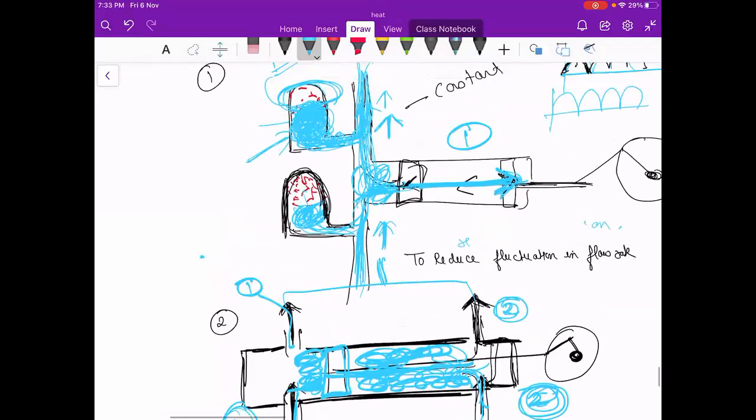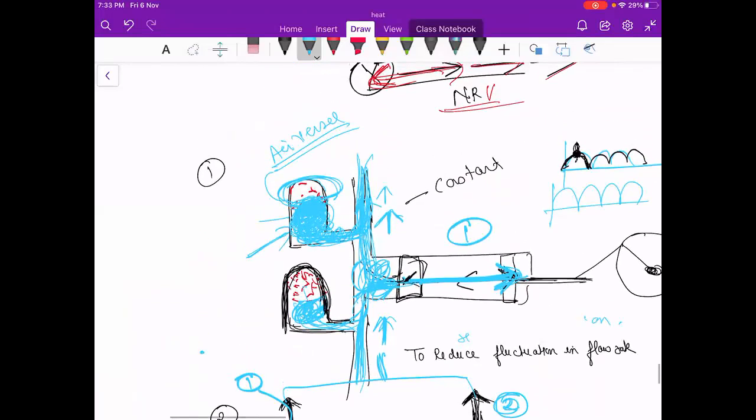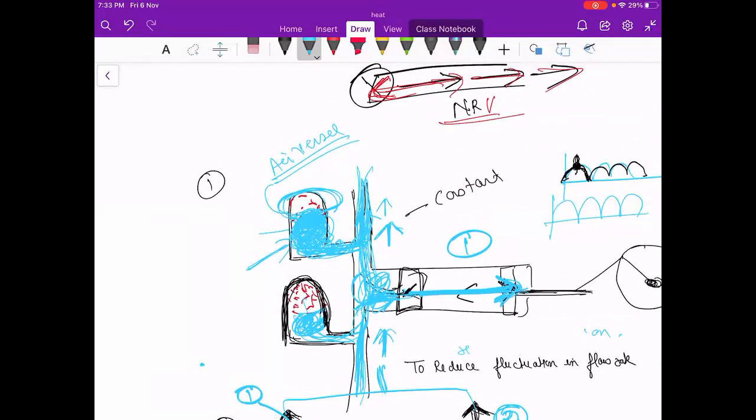Design of air vessel: it is just a cylindrical box type. There is no design for that.